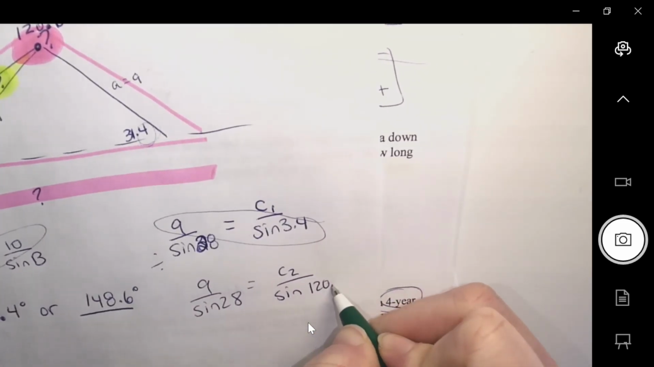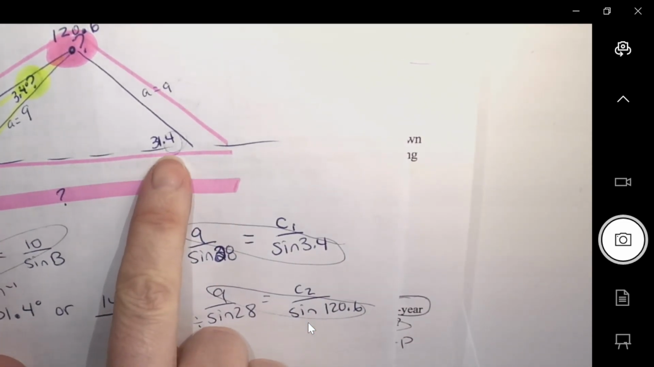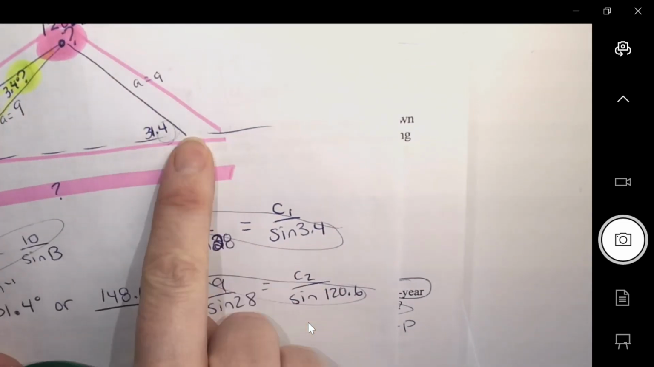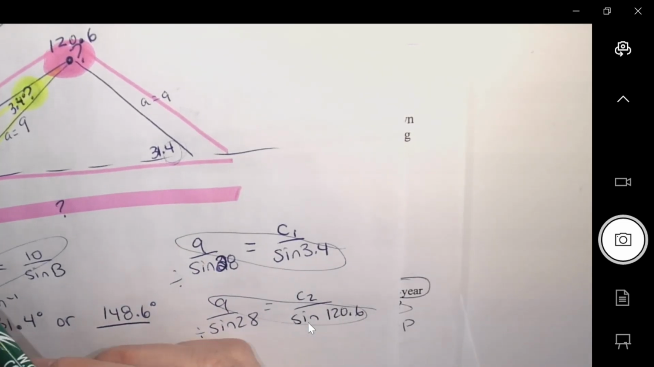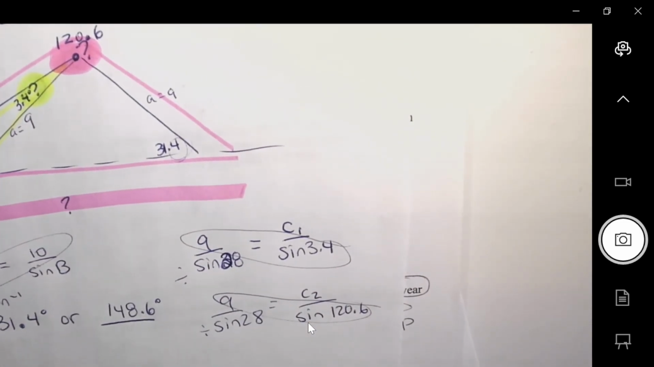over the 120.6. How did you get the 120? I used the 28 and the 31.4. Do you see them in my other corners of the pink? Well, the first one should also be. Okay, so you're looking for the side C across 3.4 and the side C across the 120.6.